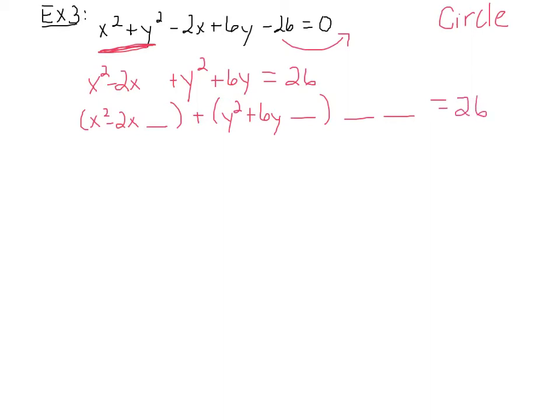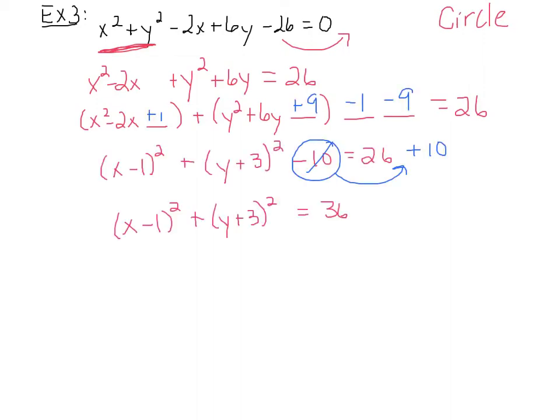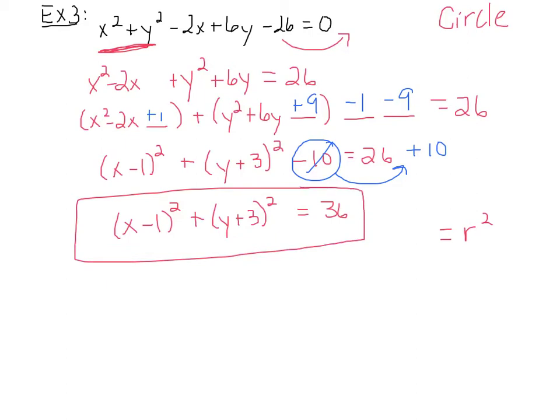So why don't you pause the video right now, and finish this out yourself, and then when you're ready to check your answer, press play. Okay, so hopefully you were able to finish it, and this is what you got. Now keep in mind that the circle is equal to r squared, so it doesn't have to be equal to 1. So we're just going to leave it just like this. And this will tell us where our center is and what our radius is.